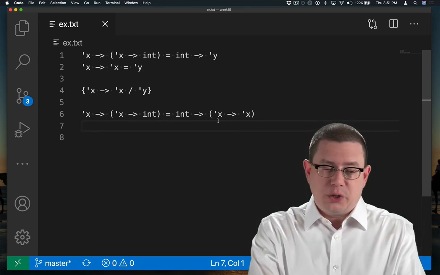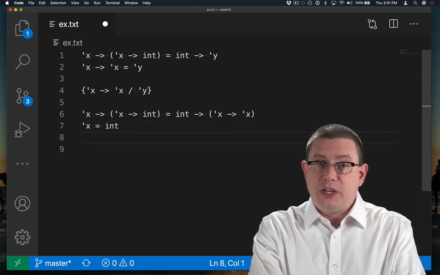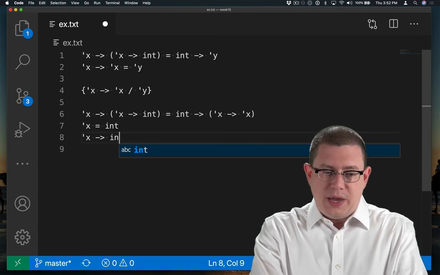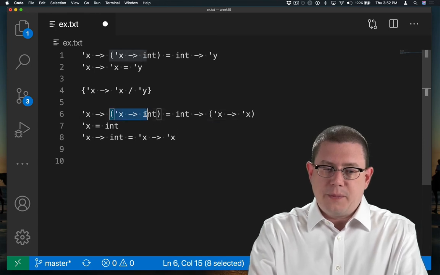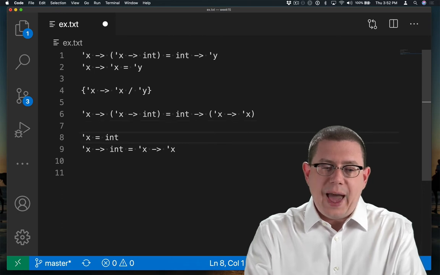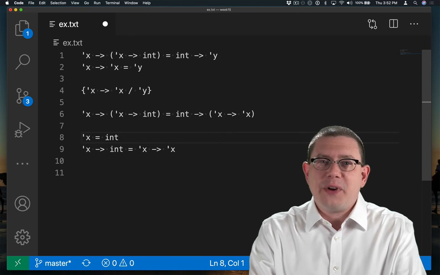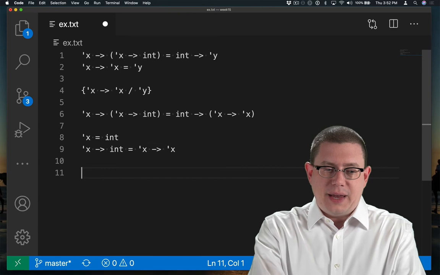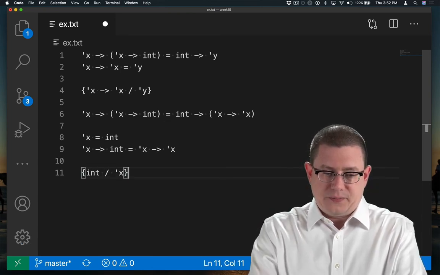I can break it down a little bit more and say x must be equal to int, that's the input types on each side of the arrow, and the output types have to be the same as well. So x arrow int would have to be the same as x arrow x. So I got that from here and from here. All right, so I have these two equations now to work with. Well, the first one immediately gives me another variable that's been isolated that I could try to eliminate from everything else. So let me add in now a substitution. I'm going to have a substitution of int for x.